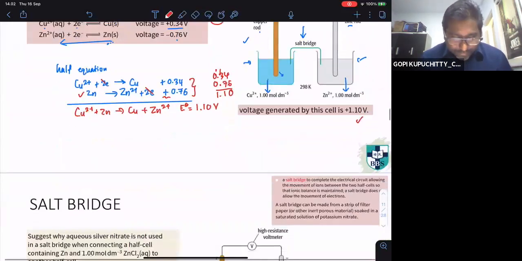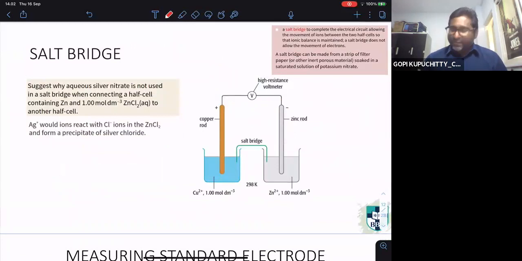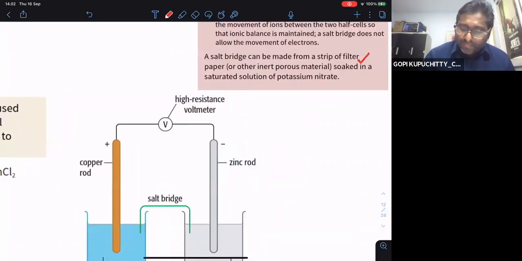So now I will just move forward. Okay, you see salt bridge. What is a salt bridge? Just now I already mentioned to you. Salt bridge: you take a strip of filter paper, you soak it in a saturated solution of potassium nitrate, or you can use sodium nitrate. No problem.